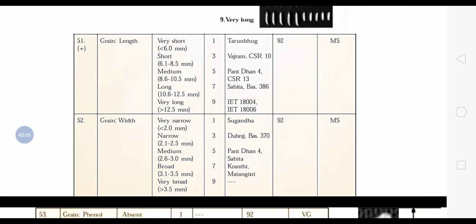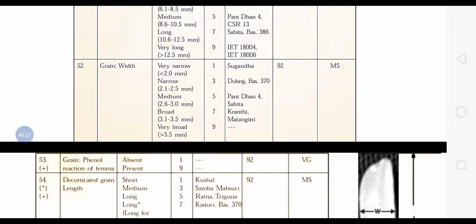52nd characteristic is grain width. That is scored as very narrow, less than 2 mm, scored as 1. Example, Sugandha. Narrow is 2.1 to 2.5 mm, scored as 3. Example, Devraj and Basmati 370. Medium is 2.6 to 3 mm, scored as 5. Examples, Pantadhan 4 and Sabita. Broad is 3.1 to 3.5 mm, scored as 7. Examples are Kranti and Matangini. Very broad is more than 3.5 mm, scored as 9.